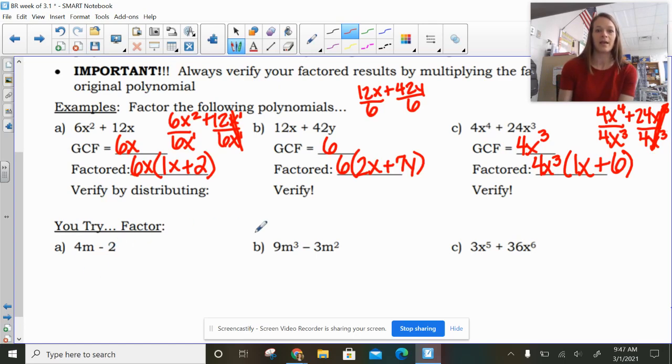Okay, so I'm going to leave the A, B, and C for you to do. And then let's take a look at the next type.